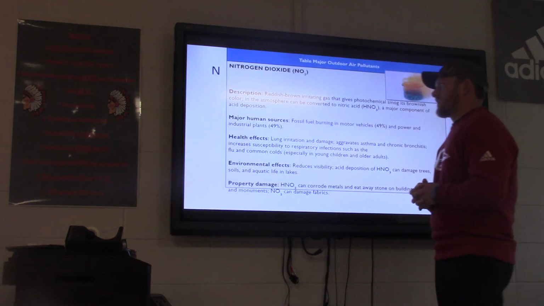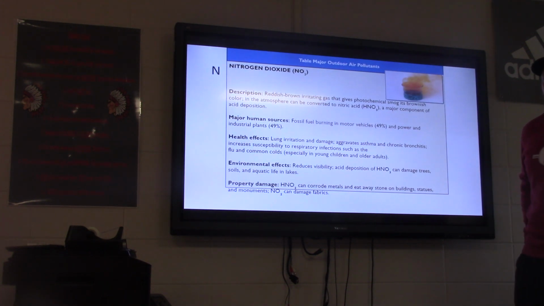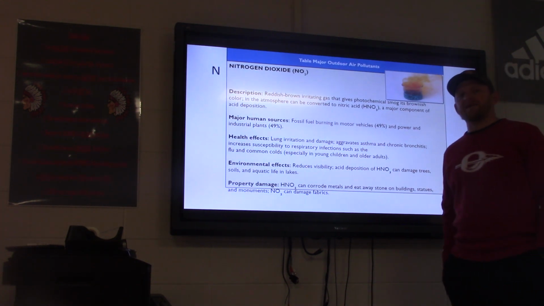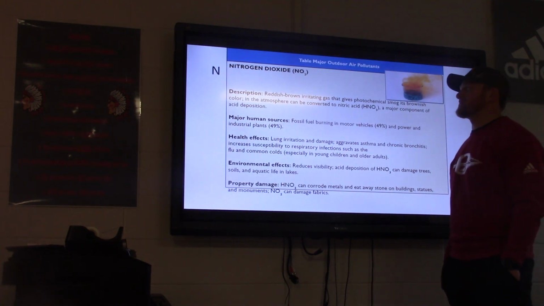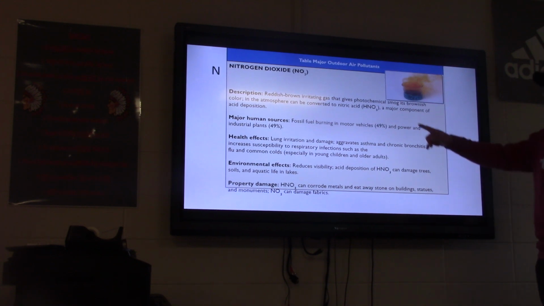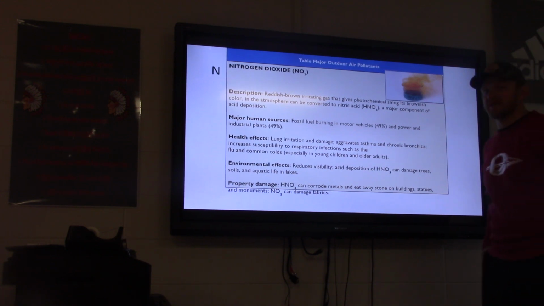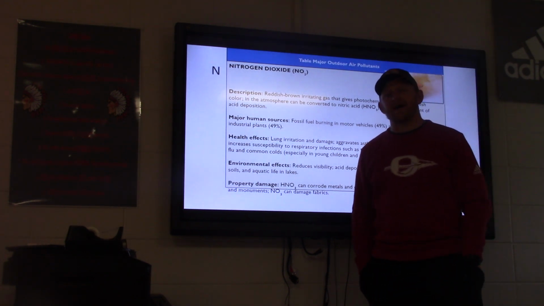So here we are, talking about air pollution. Through that air pollution chart, you're going to have some different chemicals that we have to make sure we understand. The first one is nitrogen dioxide, NO2. Like it says there, it's an irritating gas that gives photochemical smog. It's brownish colored. It gets converted into nitric acid. And anytime anything is converted into nitric acid, we know the acid is not going to be good. You think about acid rain.